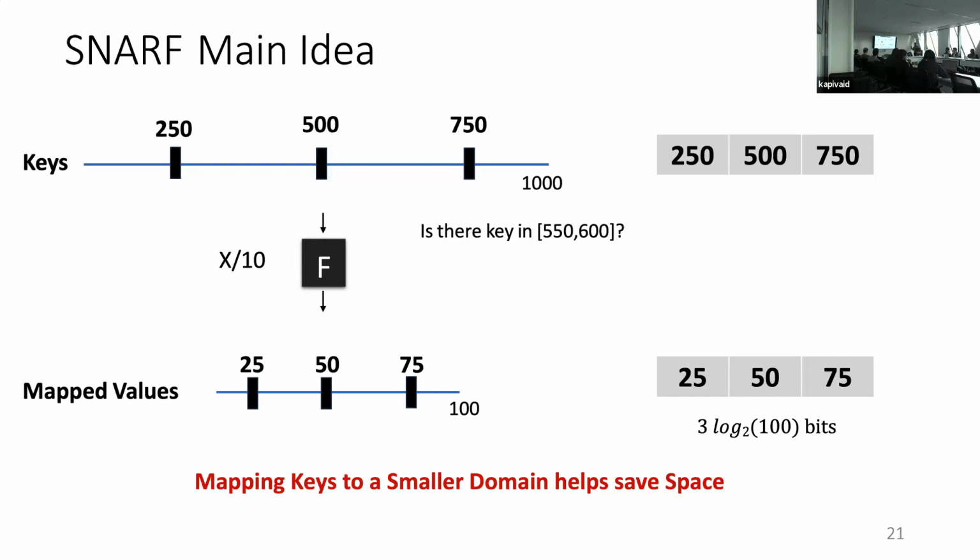Now we can also answer range queries on this map set. What we can do is we can map the endpoints of the range query into this new domain. So the new values become 55 and 60. And then we can simply go and check in the set if such values exist. Since there's no such value, we return no as the answer. So this way we can save space and also answer range queries.